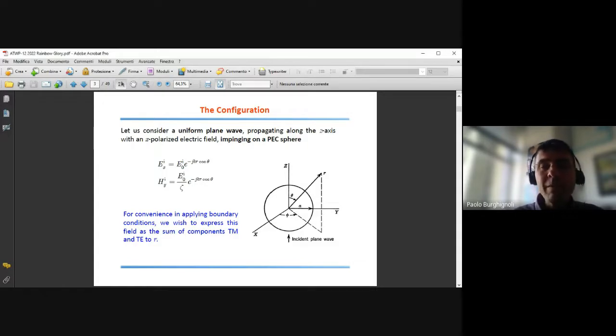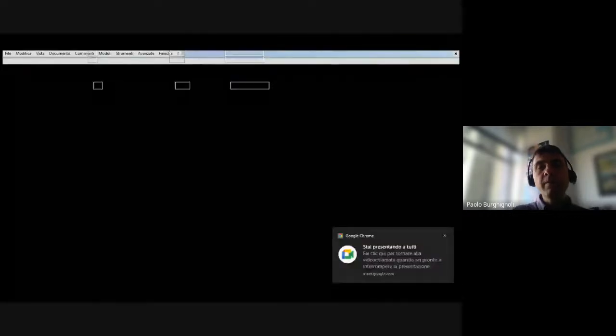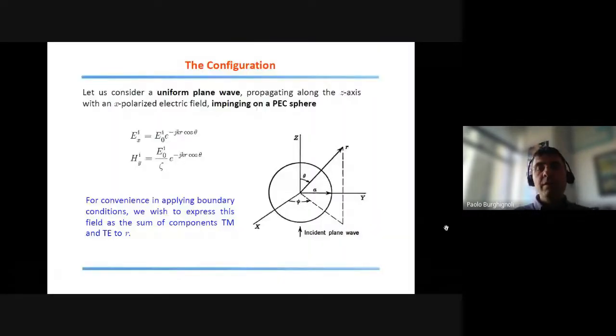So coming back to the lesson, let me enlarge the screen. What I will try to describe to you is how to treat the problem of a uniform plane wave that is impinging on a perfectly conducting sphere. As you can see in this figure, the wave is a uniform plane wave that propagates in free space with a wave number k. It propagates along the z-axis, and I will assume that, without loss of generality, its electric field is polarized along the x-axis.